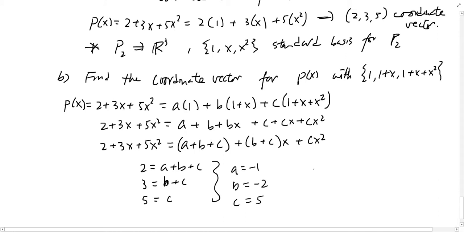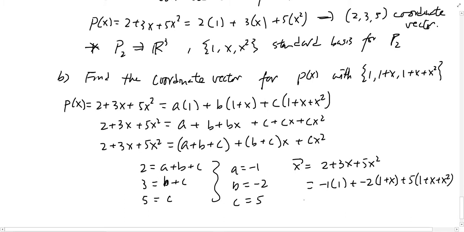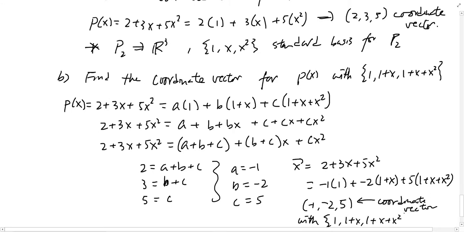So therefore, that tells me that the vector x, which is equal to 2 plus 3x plus 5x squared, is the same as -1 times 1 plus -2 times (1 plus x) plus 5 times (1 plus x squared). And therefore, we now have a coordinate vector right here with the basis 1, 1 plus x, 1 plus x squared.